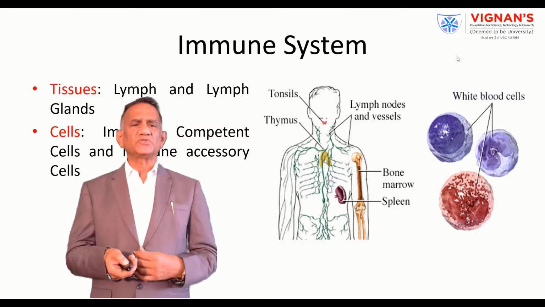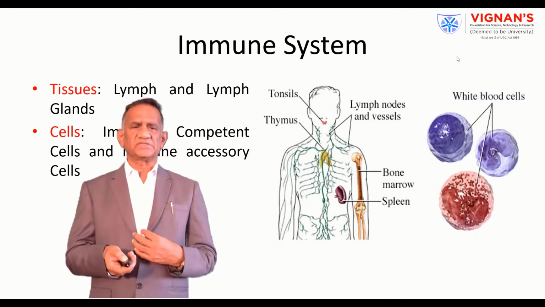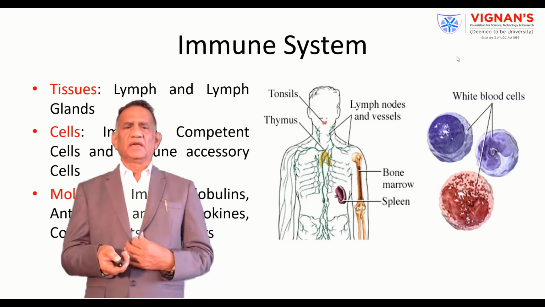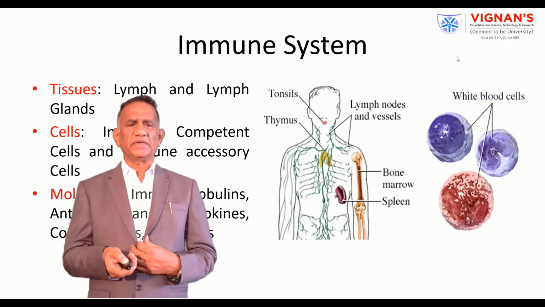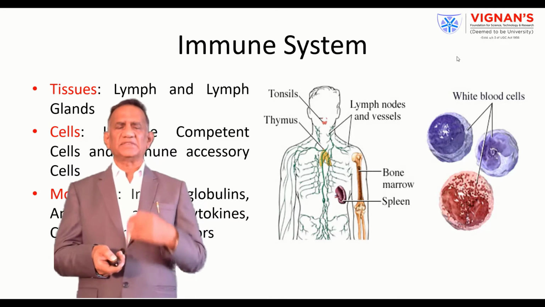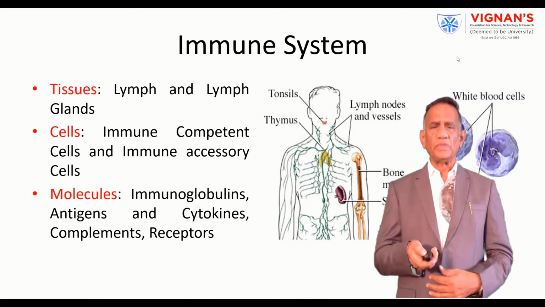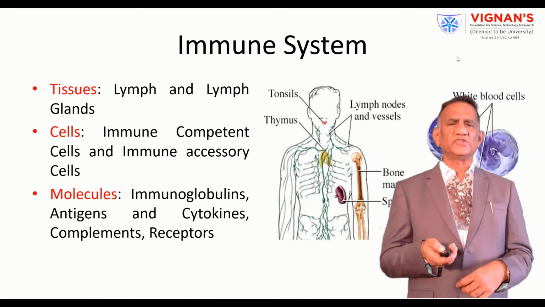Now again, in the immune system, we have the molecules: immunoglobulins, antigens, cytokines, complements, and receptors. Here, these are the antigens. We keep speaking of the vaccine. Vaccine doesn't go without mentioning antigen. Clear? Now, let us see the historical events in immunology.